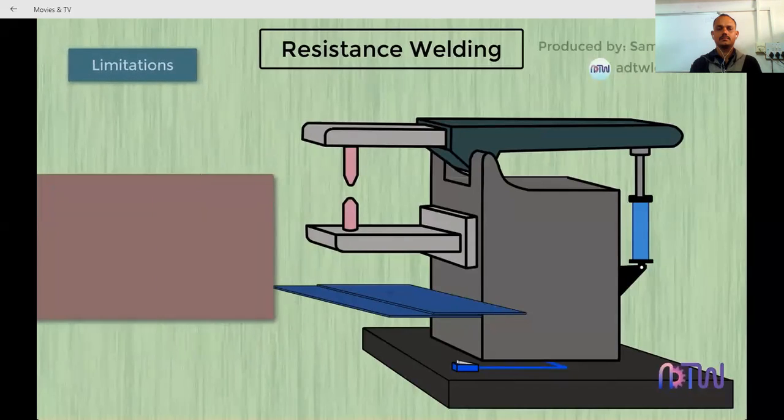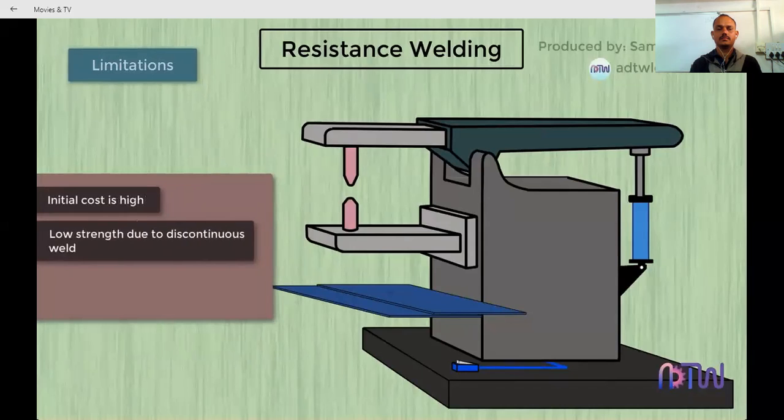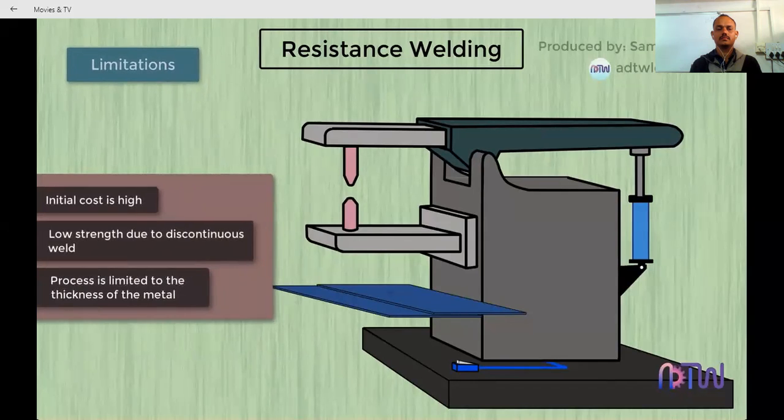Limitations of the spot welding process. The initial cost is high. Low strength due to discontinuous weld. The process is limited to the thickness of the metal.